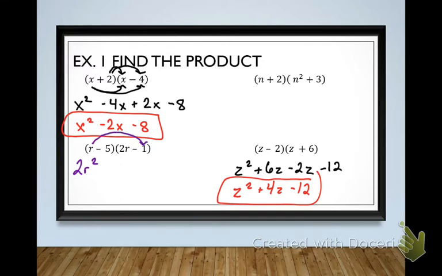What's r times negative 1? Negative 1r. What's negative 5 times 2r? Negative 10r, right? Negative 5 times positive 2 is negative 10. What's negative 5 times negative 1? Is it positive 5 or negative 5? It's positive 5. Okay? An even number of negatives is a positive answer. I multiplied 2 negatives. Is my answer done now, though? Is this my final answer, guys?